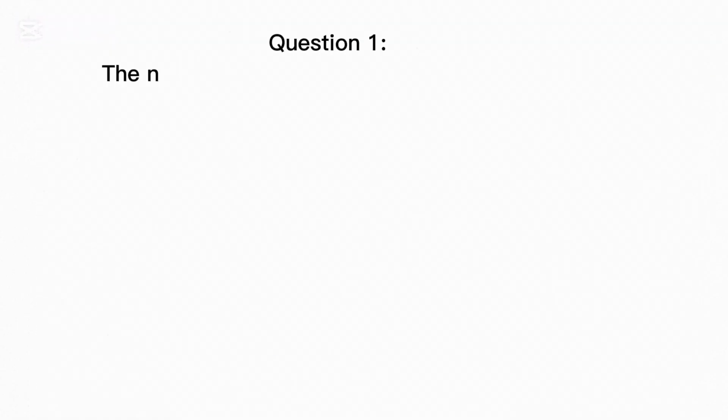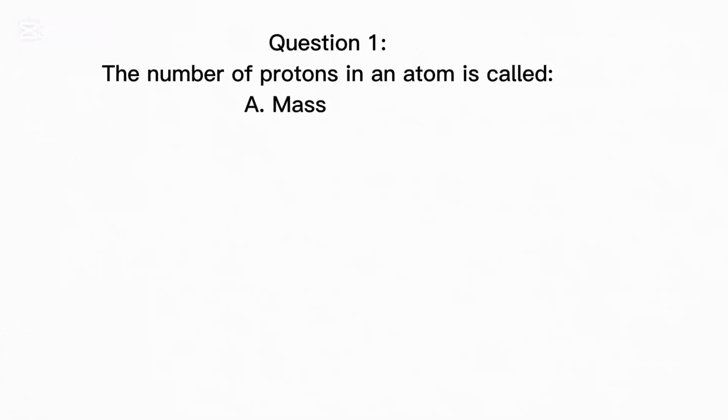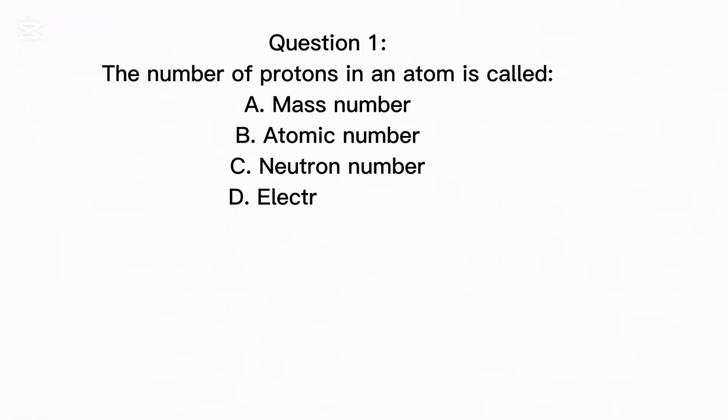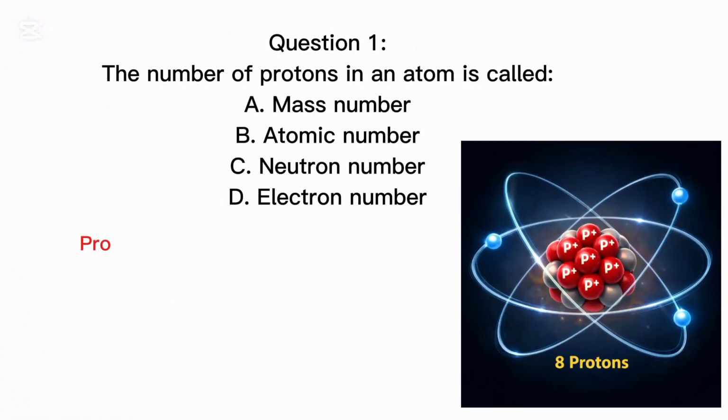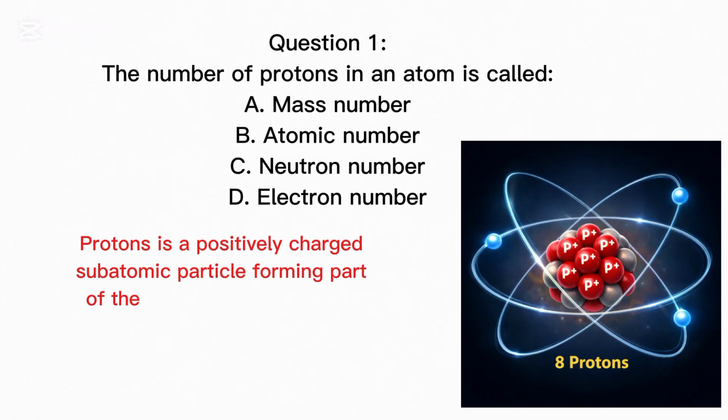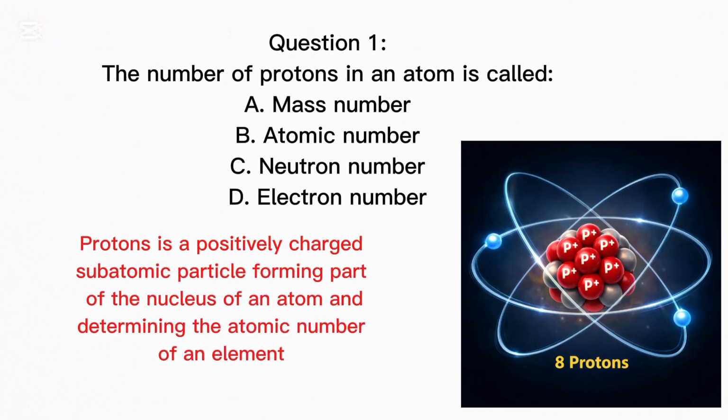Question 1 says the number of protons in an atom is called: A. Mass number, B. Atomic number, C. Neutron number, D. Electron number. Now, let's see what a proton is first. A proton is a positively charged subatomic particle that forms part of the nucleus and determines the atomic number of an element.